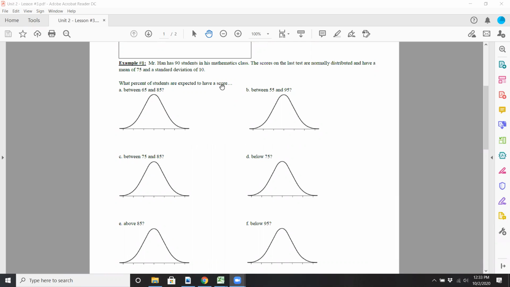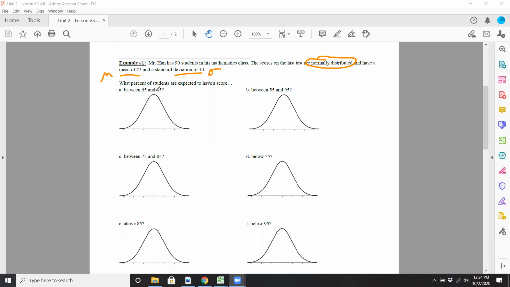He has 90 students in his math class. The scores in the last test are normally distributed, with a mean of 75 and a standard deviation of 10. So that's kind of a key phrase. You see the word normal. Of course, you're given the mean and the standard deviation. Remember, mean is mu, standard deviation is sigma. So you want to calculate how many students are expected to have a score between 65 and 85.